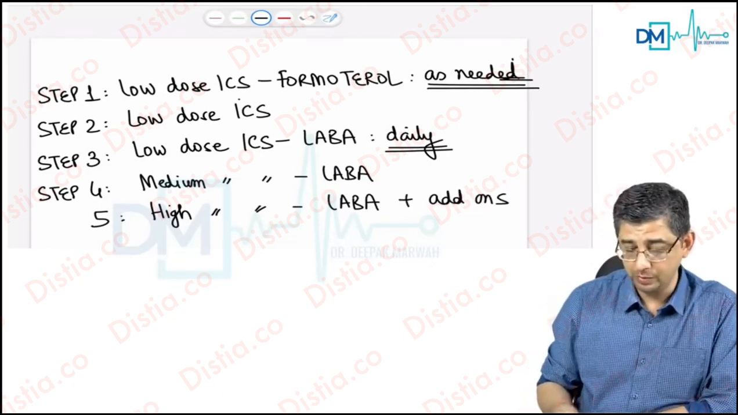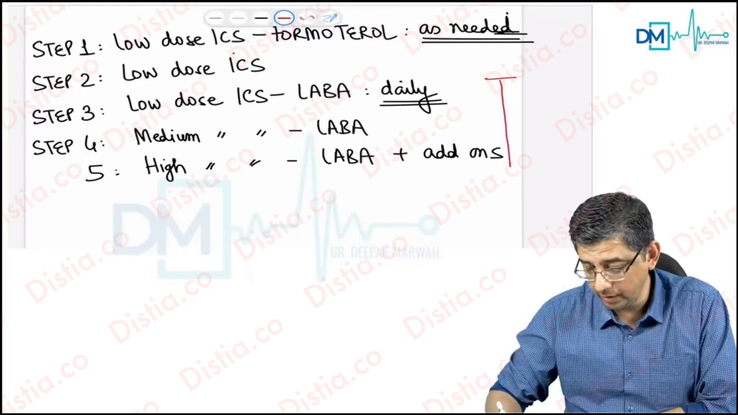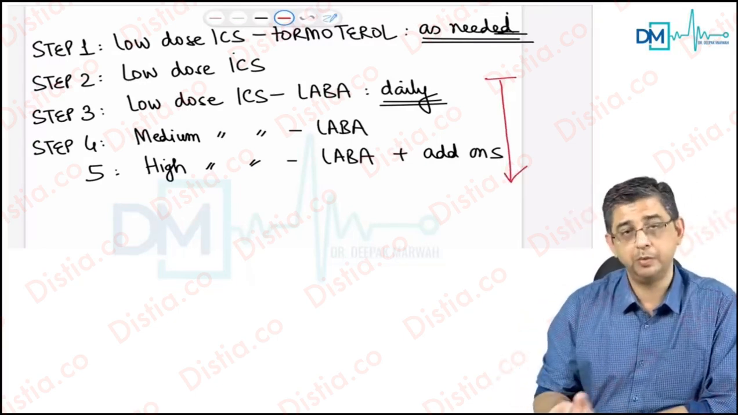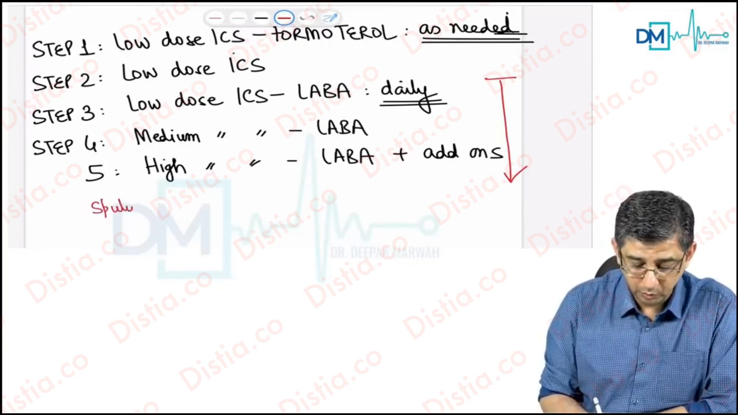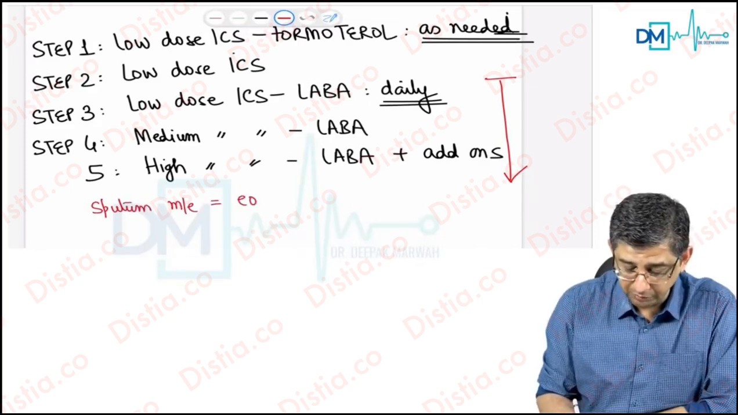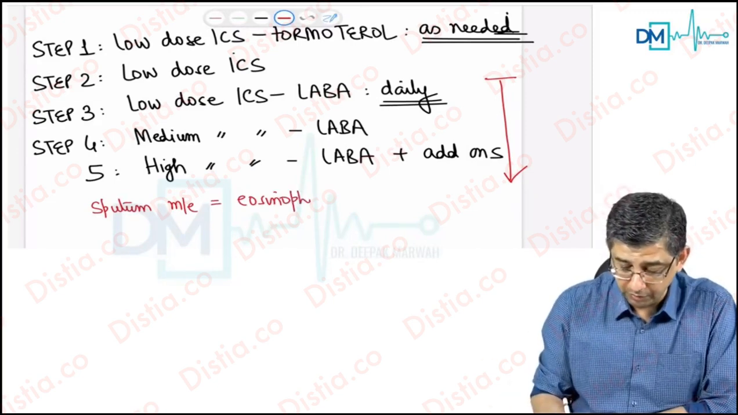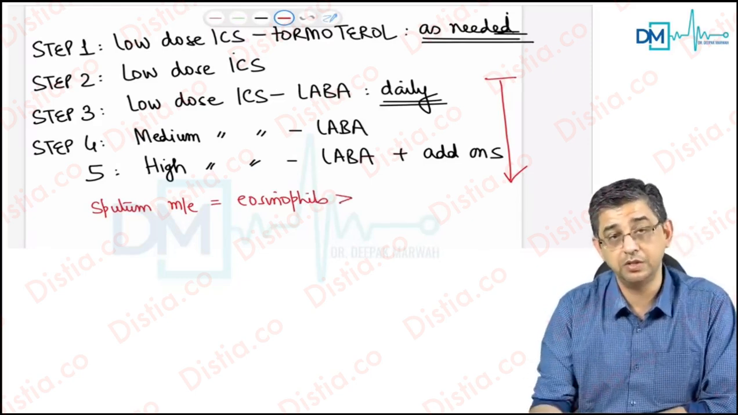But I want to explain to you that a decision of a doctor to upgrade from step 3 to step 4 to step 5, or even from step 2 to step 3, is now based on sputum based management. That is, we do a sputum microscopic examination. There are multiple cells that can be demonstrated in the sputum: epithelial cells can be there, and if there's an infection, neutrophils can be there.